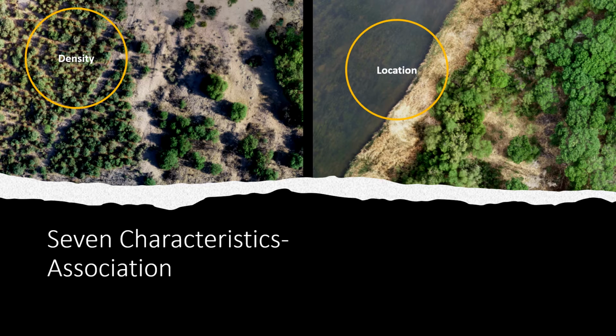Similarly, in the image on the right of the slide, I can associate the close location on the river's edge with the preferred habitat of a plant commonly known as cattail.